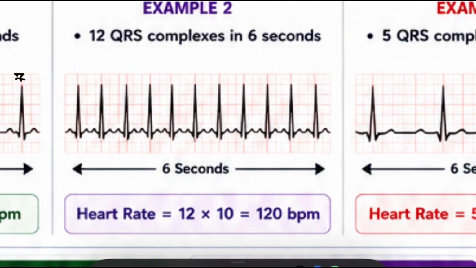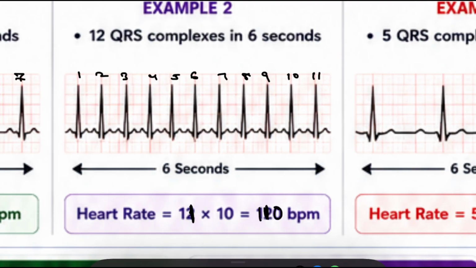Next you can see another example. Here you can see 1, 2, 3, 4, 5, 6, 7, 8, 9, 10, 11. Okay, a mistake came while generating the picture. So here you can see 11 QRS complexes. 11 QRS complexes times 10, so the heart rate will be 110 beats per minute.